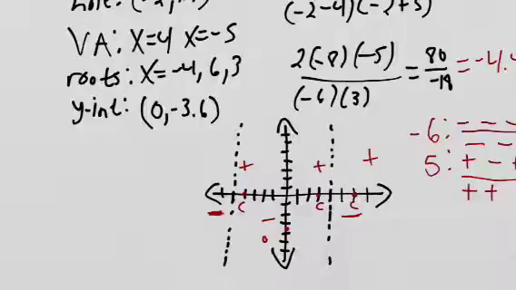Okay, so looking at this, we're looking for a graph that has 3 roots, because that's how many roots we have. And we're looking for one that has 2 vertical asymptotes, one at -5, one at +4. So the only one that has vertical asymptotes at -5 and +4 looks like it's A. And A looks like it has a y-intercept in the right place.